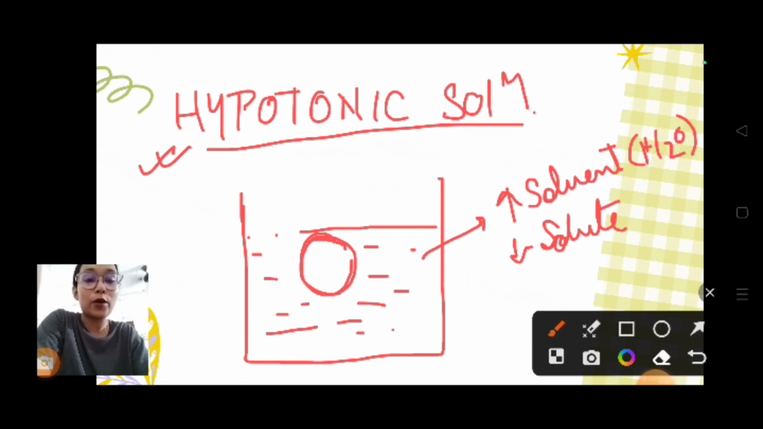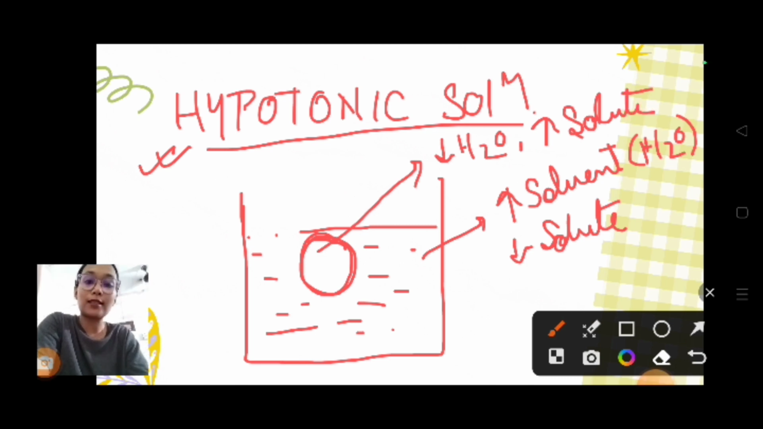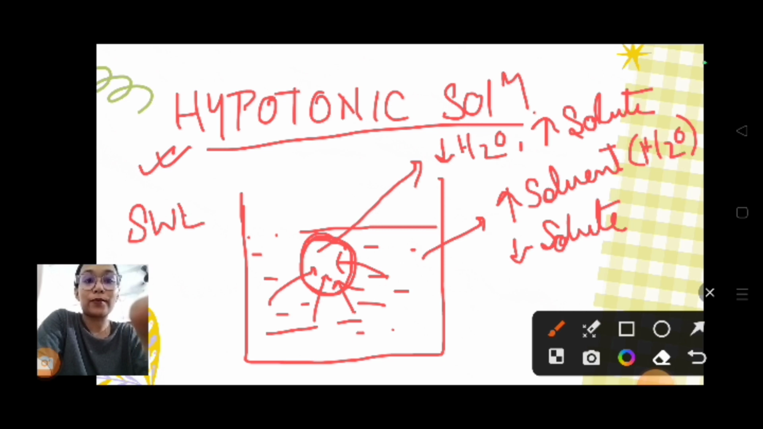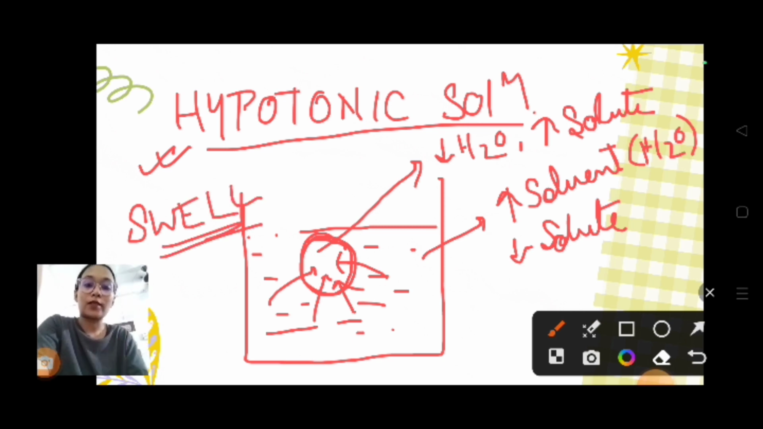What is there inside the cell? There is less water and more solute. Understanding? So what will happen? The water will get inside the cell from the solution. If the water is going inside the cell, then what will happen to the cell? The cell will swell up. Clear? Understanding?